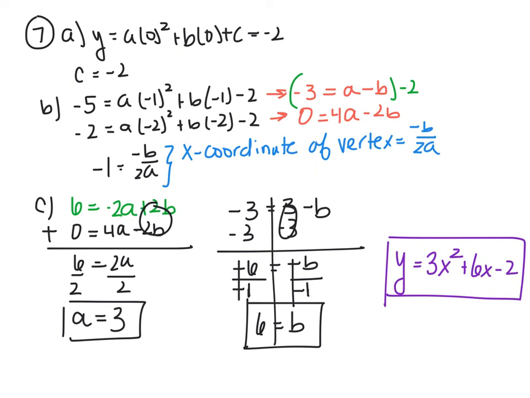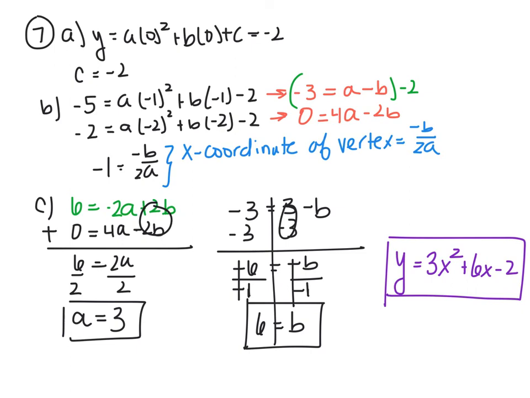Another option is using the fact that the x-coordinate of the vertex is equal to negative b over 2a. You might remember that from Math 2. So you could say, okay, the x-coordinate of the vertex is negative 1, which is equal to negative b over 2a. So this would be another option for an equation that you could use. Any 2 of these 3 would work. I kept it to the first 2 because that's what we did in the notes.